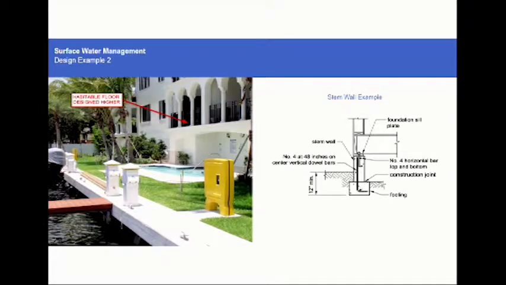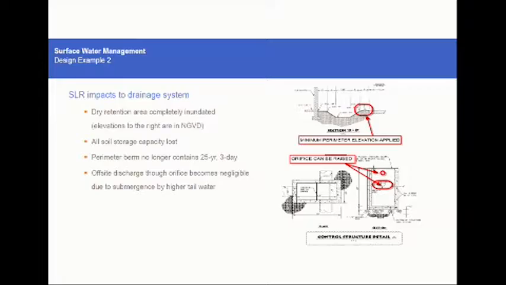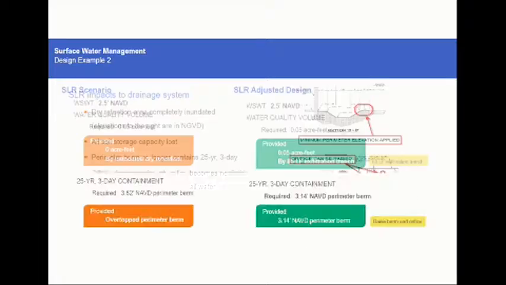Now, the second example, again, a real world example on the eastern part of the county. Here the site is up on some stem walls. The habitable floor is up high. Again, calculations: it's 1/2 foot NAVD for the water table today, 2.5 in the sea level rise scenario. In this case, they used dry detention. That dry detention becomes inundated and does not work during sea level rise. And here, the only real issue was the 25-year 3-day berm. Again, the berm gets overtopped in the sea level rise scenario.